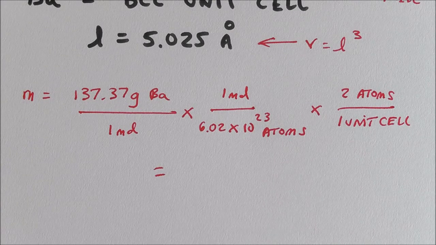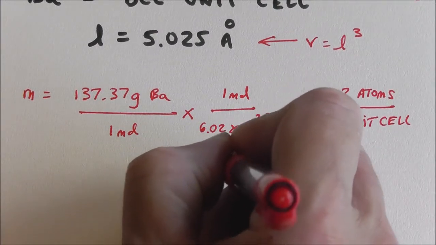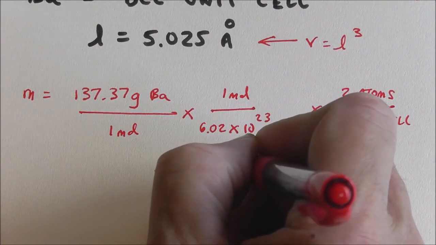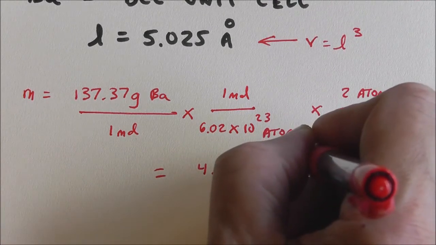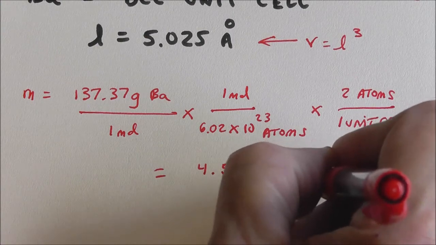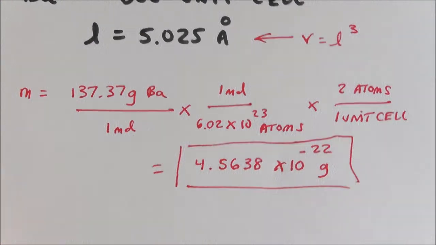So quick like a bunny, going to get my calculator out, 137.37. Make sure you're reproducing my numbers too. So divided by 6.02 times 10 to the 23, and we got a mass, it's really small, but it's only 2 atoms, 4.5638 times 10 to the minus 22 grams. Save that for later, folks.